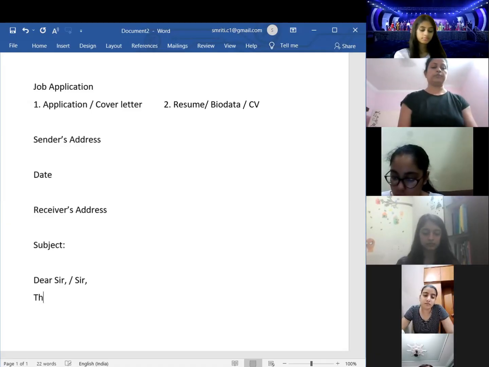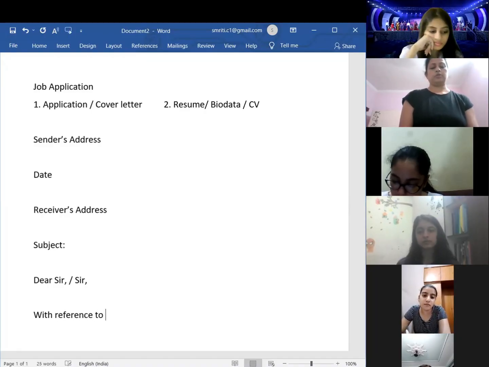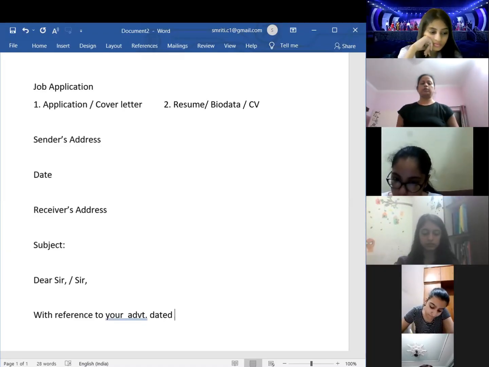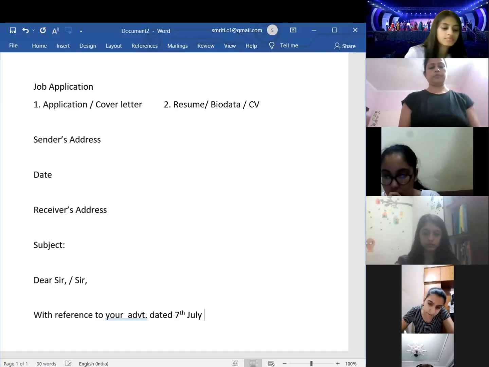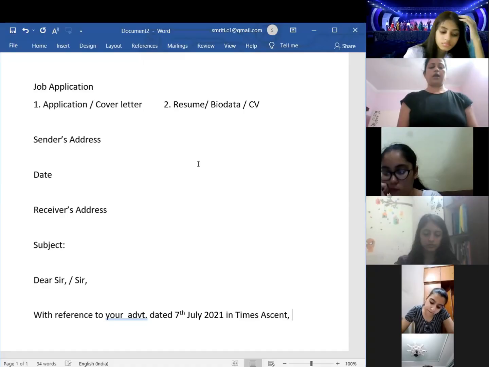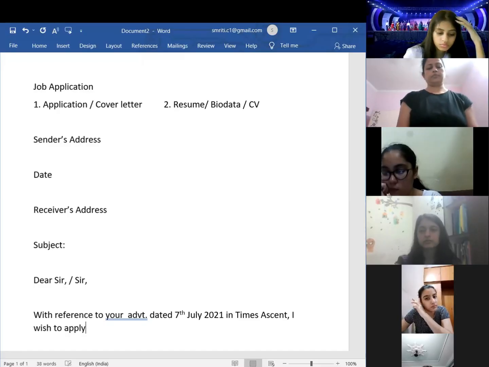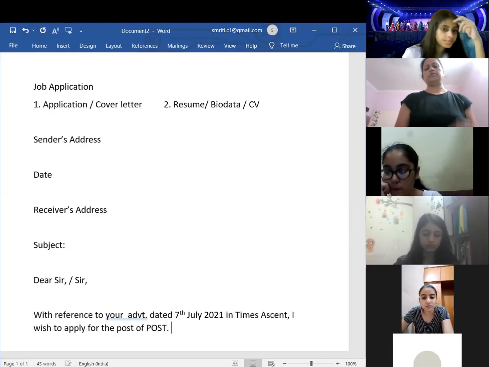So to be on the safer side, I'm writing with reference to your advertisement dated, let's say today is 9th of July, I put it as 7th July 2021 in Times of India. I wish to apply for the post of whatever post has been advertised, that you can fill it up here.